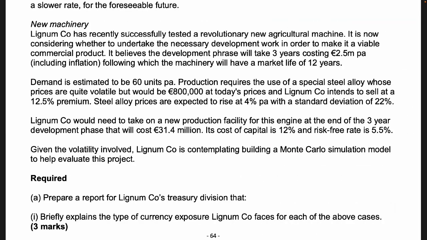So in this case, Lignum has recently successfully tested a revolutionary new agriculture machine. It's now considering whether to undertake necessary development work in order to make it a viable commercial product. It believes the development phase will take 3 years, costing 2.5 million per annum, including inflation, following the machinery's market life of 12 years.